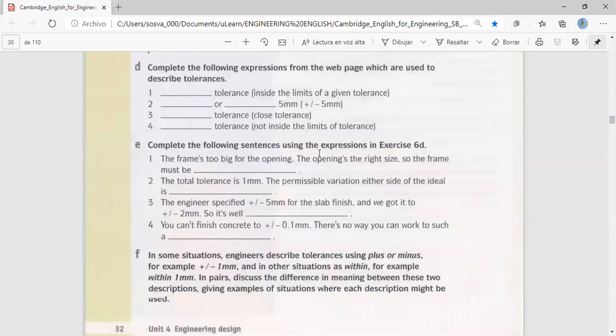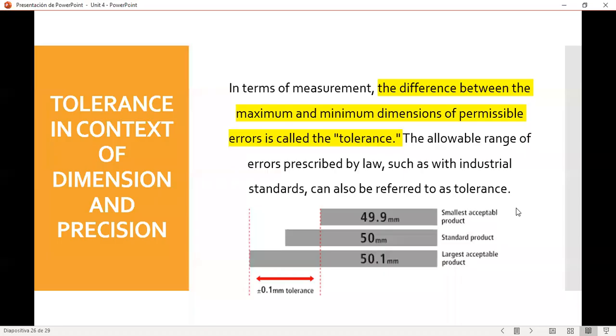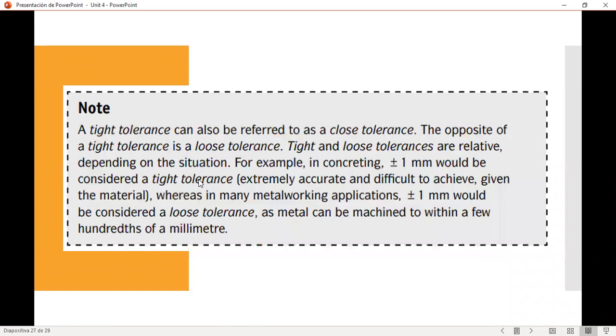Now, let's make just a little bit more practice. Let me change to the PowerPoint presentation. Tell me if you're looking at the PowerPoint presentation. Yes, I see that. So this is the note. Before we continue, the note says, remember, a tight tolerance can also be referred to as a close tolerance. The opposite of tight tolerance is a loose tolerance.